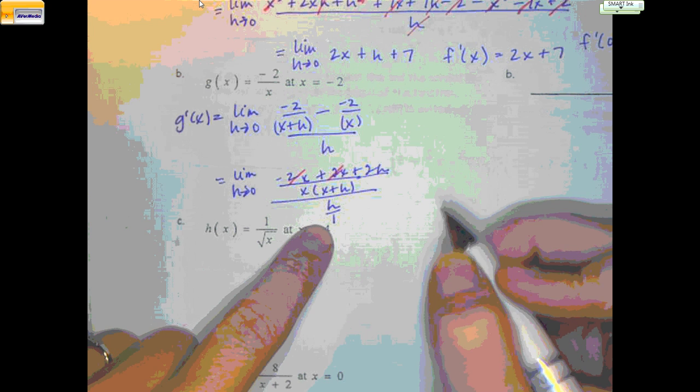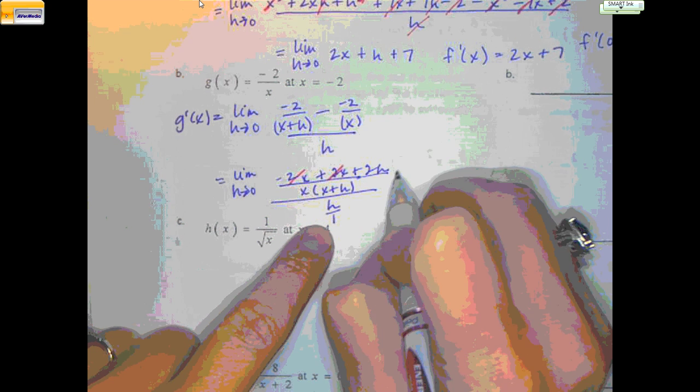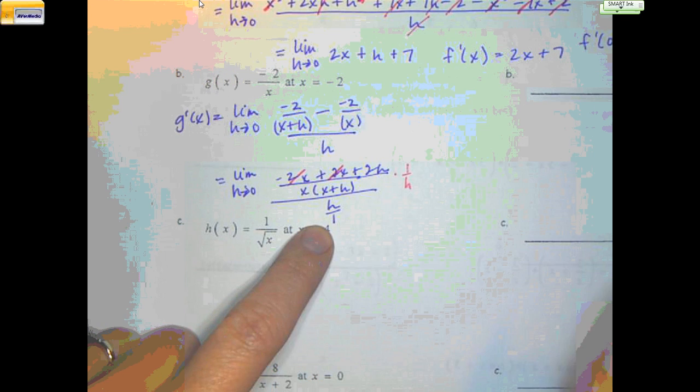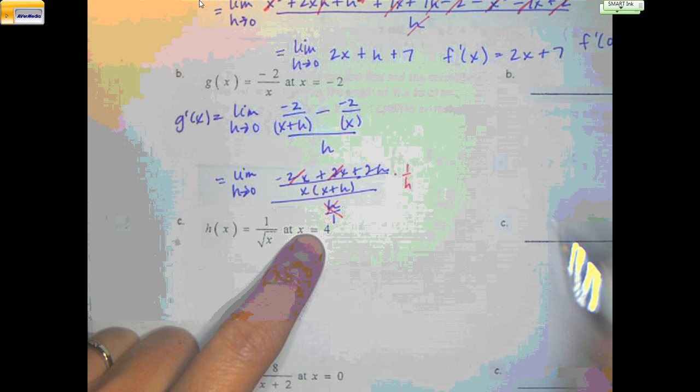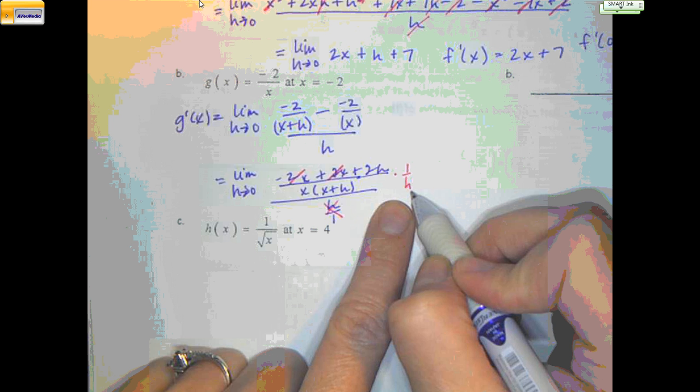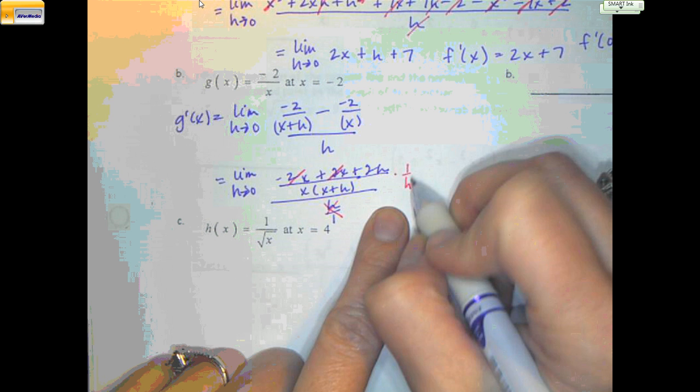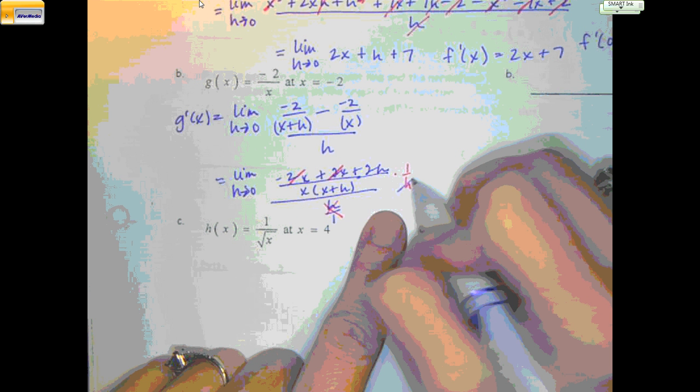Also on the bottom down here, I've got an h over 1. When dividing fractions, don't ask why. Flip the second one over and multiply. So now that guy's gone. What can you do with these guys right here? Yeah, you can take out an h. We can divide by h, divide by h.